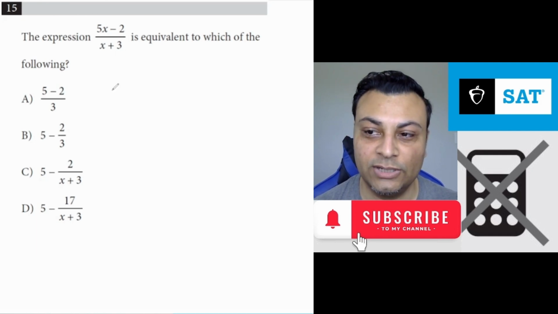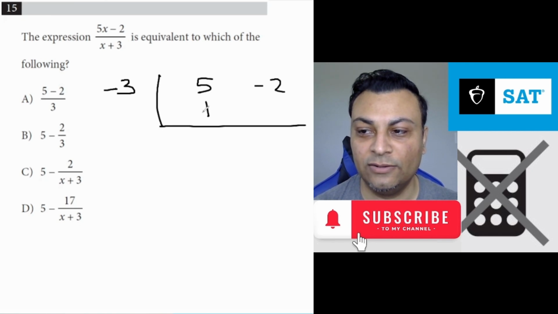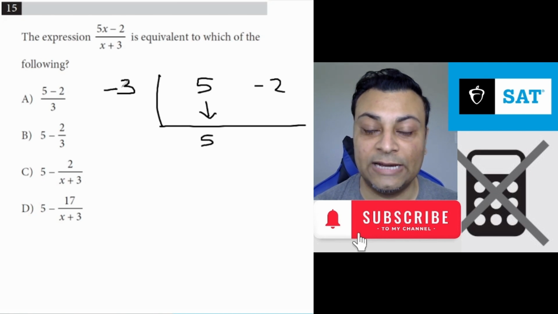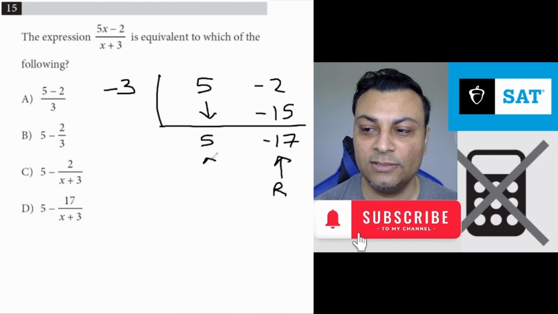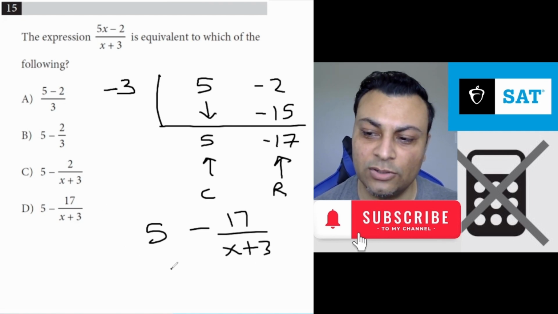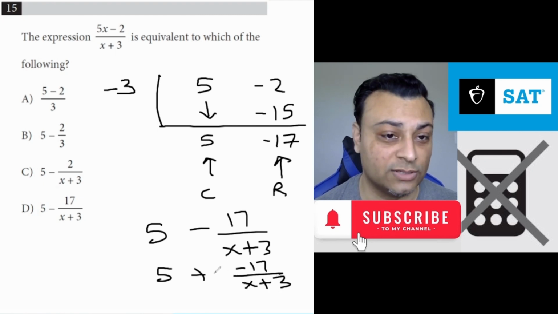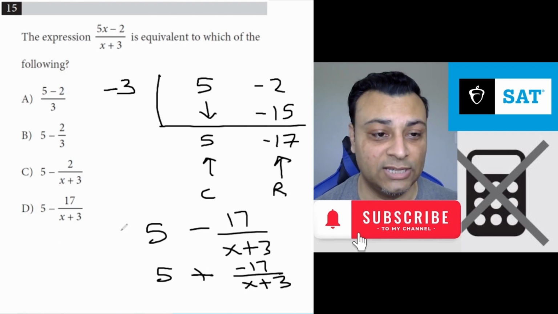Another way is to use synthetic division. And when you divide by x plus 3, you'll have to put negative 3 up in the air and write down the coefficients of this, which is 5 and negative 2. And what you have here is you bring the 5 down. 5 times negative 3 is negative 15. And then you add these up, you get negative 17. Once again, this is the remainder. This is a constant. So your final answer is 5 minus 17 over x plus 3, which is what they have for choice D. You can also write this as 5 plus negative 17 over x plus 3, which is equivalent. But either way, you're going to get option D.